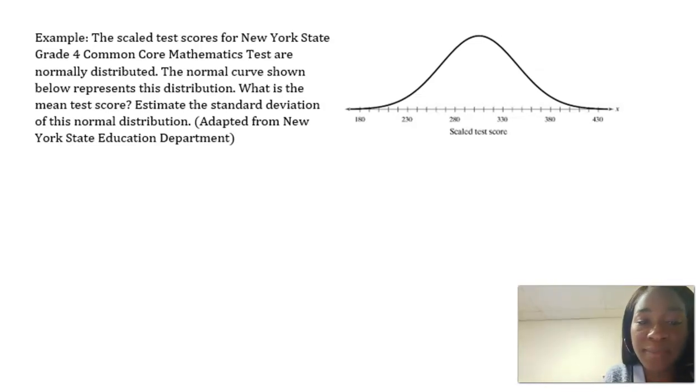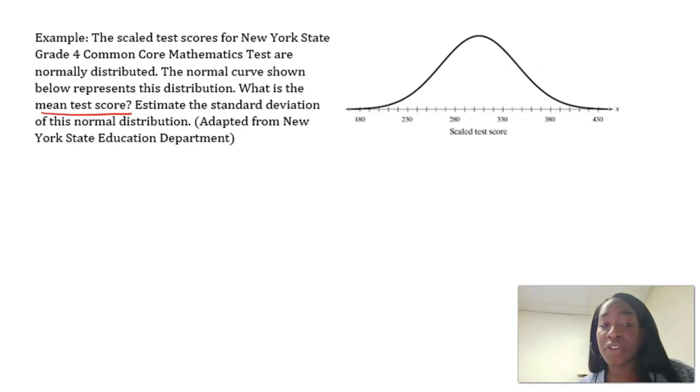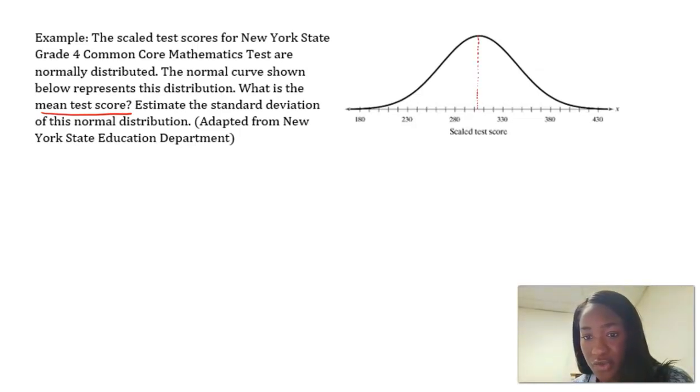So to find that mean test score, I'm going to go into this normal curve and I'm going to look for the line of symmetry. So I approximated that line of symmetry about right there, that red line that I drew in. So now I'm going to figure out about where that is using these tick marks that are given to us on that horizontal axis at the bottom.